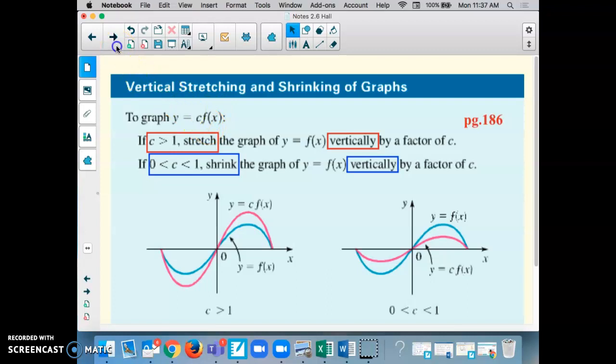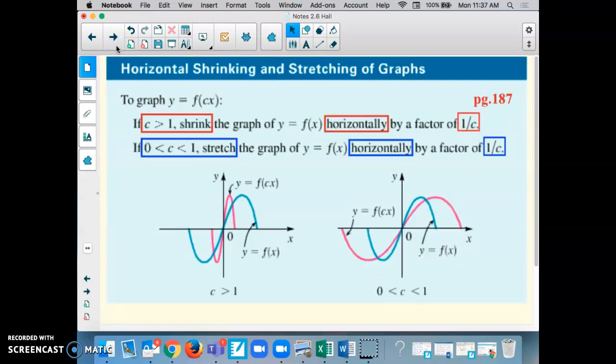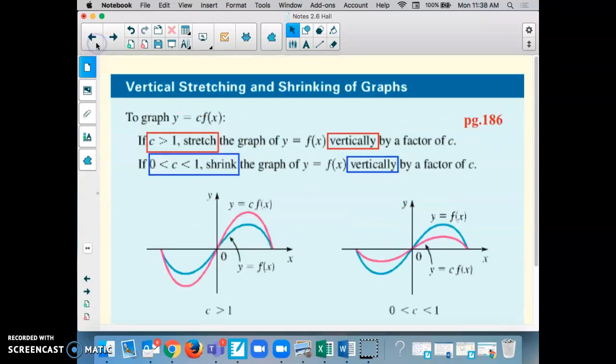Here's what you're not tested on. Here's a horizontal shift. The c value is actually multiplied directly to the x value on the inside of the parentheses. And if c is greater than 1, it'd be 1 over c. That's actually a shrink. If c is between 0 and 1, that would be 1 over c as well. That would actually be a stretch. You don't have to worry about this page. I just want to make sure you're clear of what a vertical stretch and shrink looks like. The c value will be multiplied to the outside of the function, and it affects the entire function.